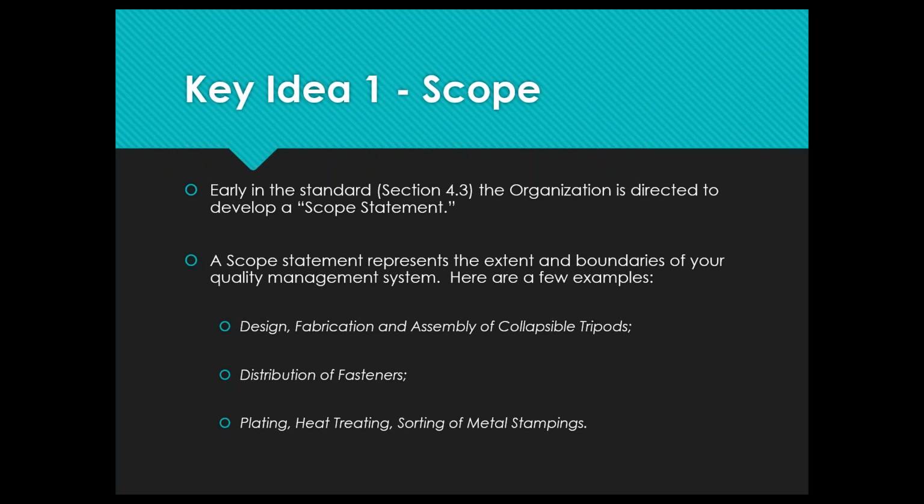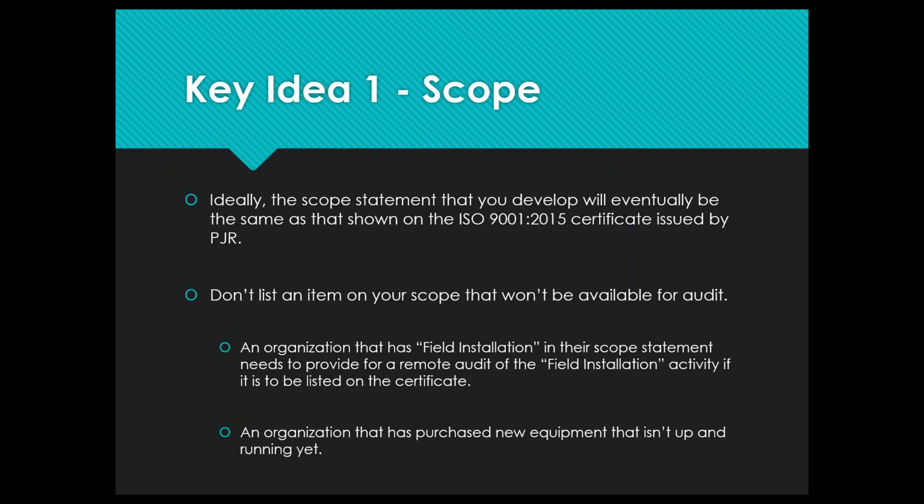So I've provided a couple of examples: design, fabrication, and assembly of collapsible tripods; distribution of fasteners, plating, heat treating, and sorting of metal stampings. Again, you can read that and you can get a sense of what this organization does and what's in their certification. Now, the scope statement that you develop ideally will eventually be the same as that shown on the ISO 9001:2015 certificate that's issued by PJR.